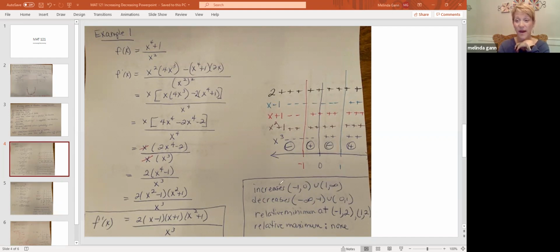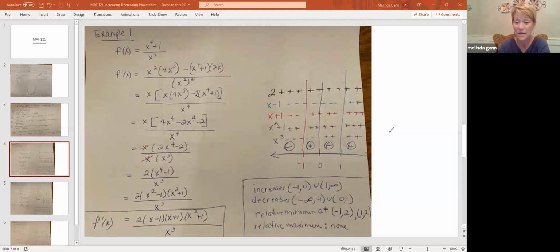It decreases where the final sign is negative. So the final sign's negative right there. So from negative infinity until I get to -1, it's going to decrease, and then it's going to decrease between 0 and 1. So where your final answer is positive, it increases. Where your final answer is negative, it decreases.